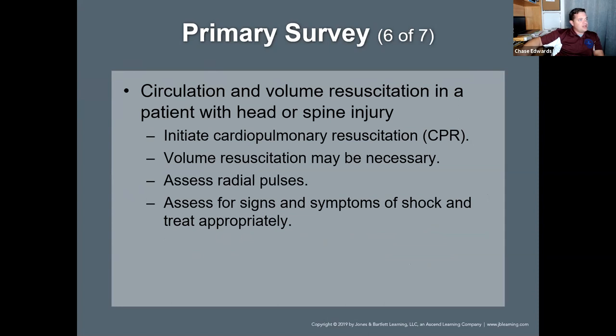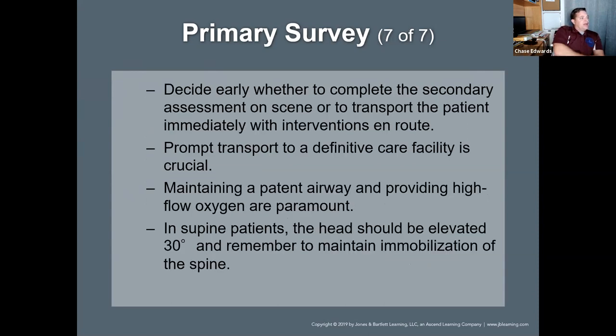All right, circulation and volume resuscitation in a patient with head or spine injury. If you got to do it, you got to do it. Go for it. So in supine patients, the head should be elevated 30 degrees. That maintains optimal blood flow and perfusion to the brain. 30 degrees, that's the magic number.